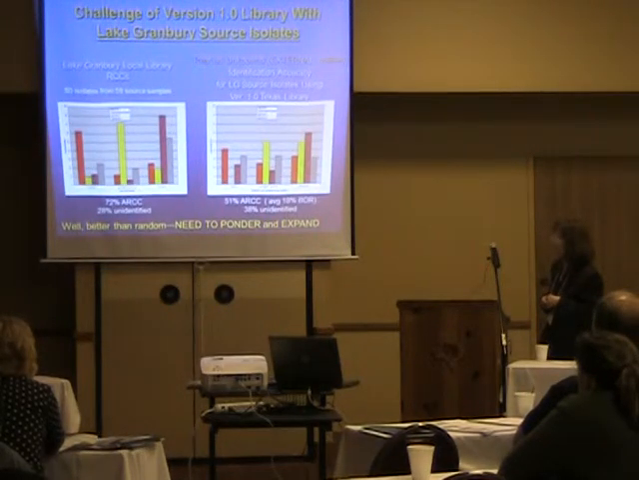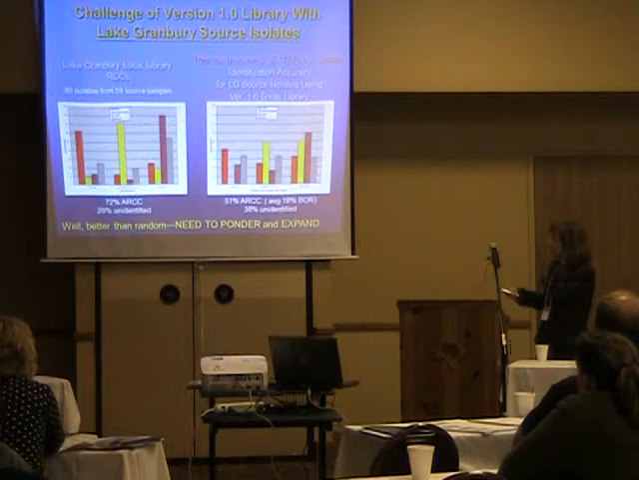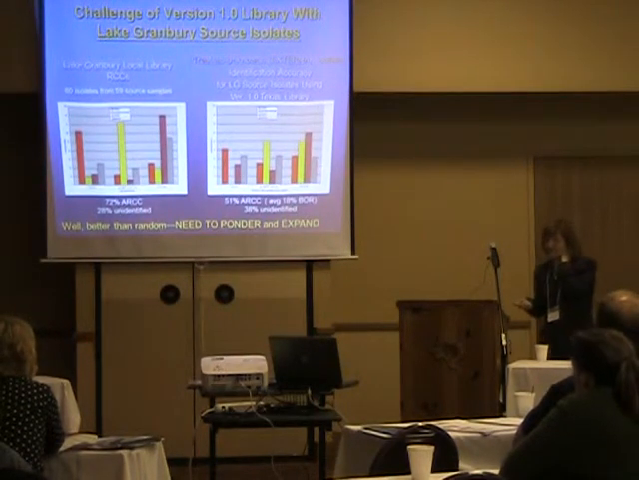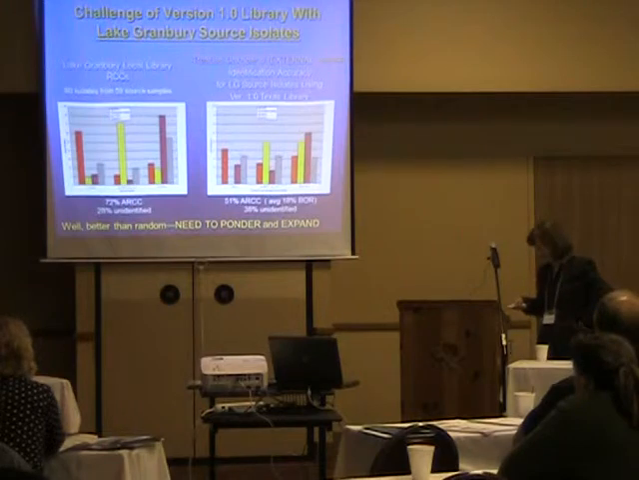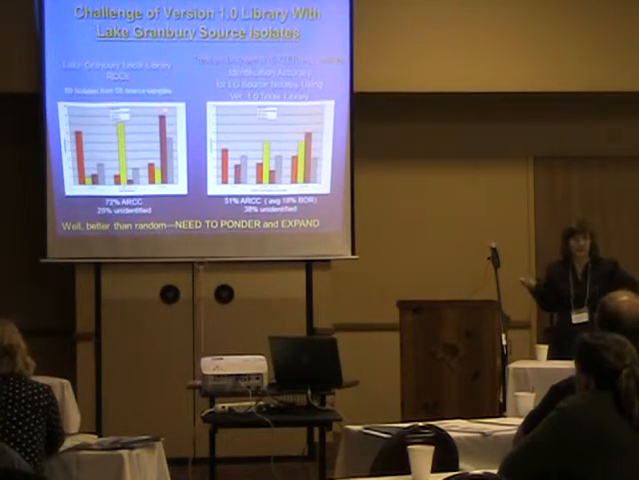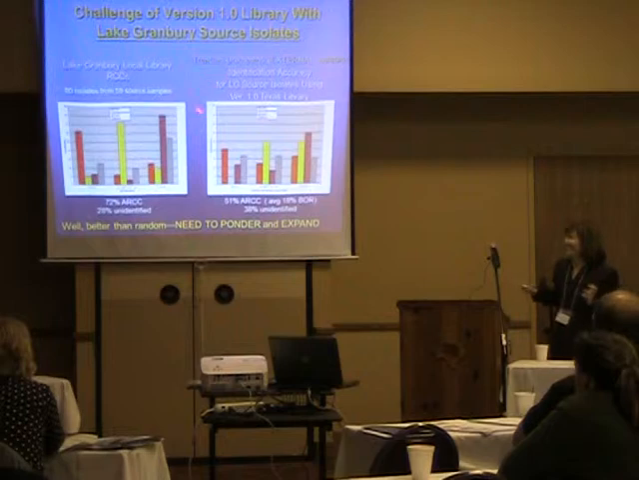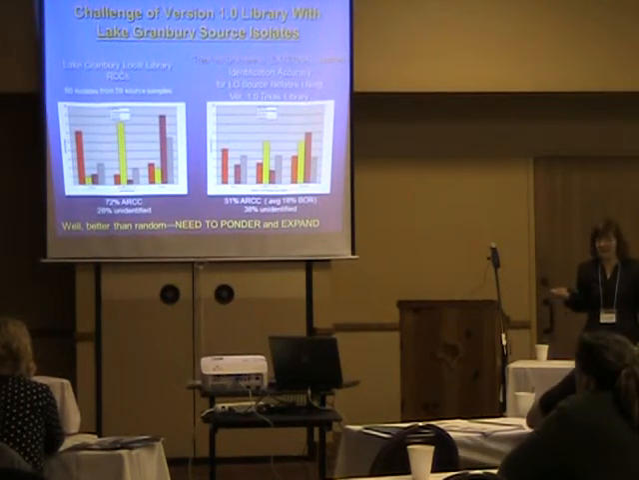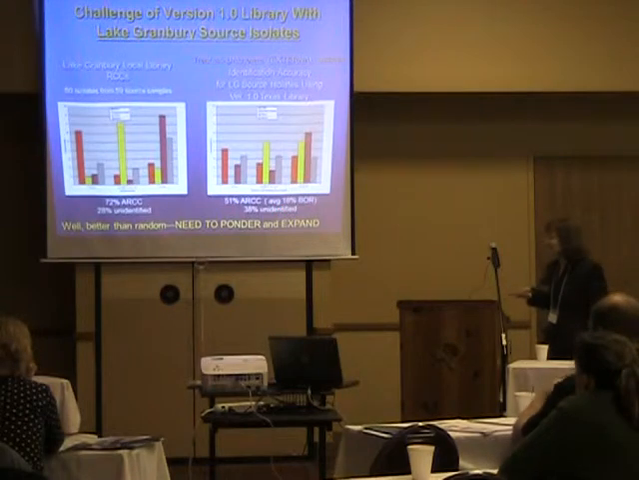But if you look at this using Dr. Harwood's notations here, we're about 18% benefit over random. It is above random. But we can do better. We want to do better. So we need to ponder this and expand the library.